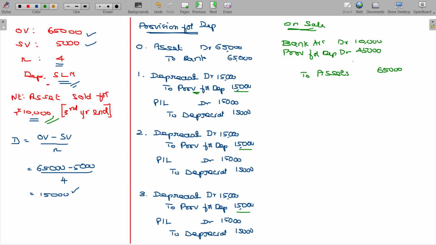Normal depreciation model versus this one: this is the advantage. It is a step ahead with extra data. So on sale the provision is also closed, and the resulting difference of 10,000 rupees is named as loss on sale.